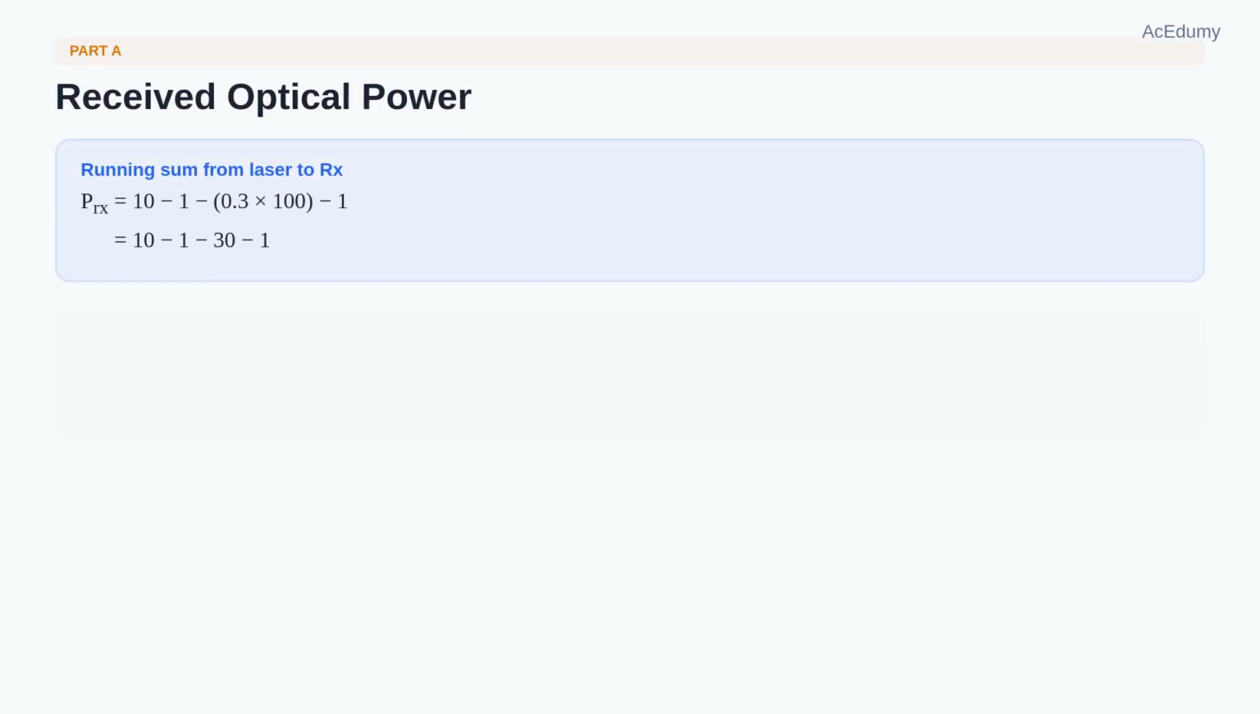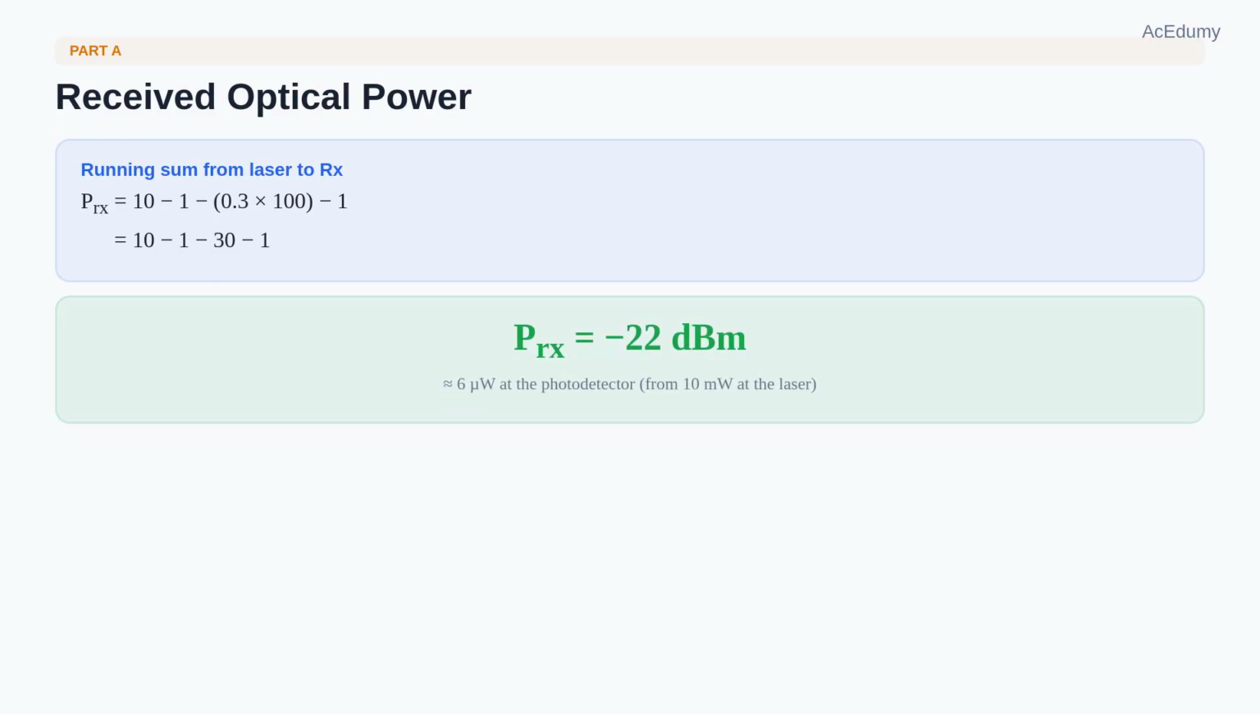Part A. Optical power at the receiver. Start with 10 dBm. Subtract 1 dB for the laser connector. 9 dBm. Subtract 30 dB for the fiber. -21 dBm. Subtract 1 dB for the receiver connector. -22 dBm. Received power equals -22 dBm. That is about 6 microwatts reaching the photodetector. Way down from 10 milliwatts at the laser, but absolutely detectable with a sensitive receiver.